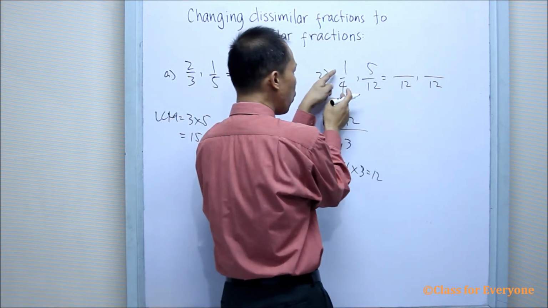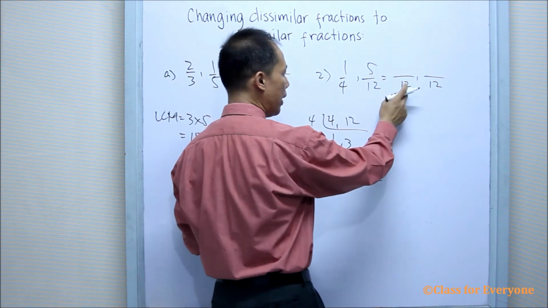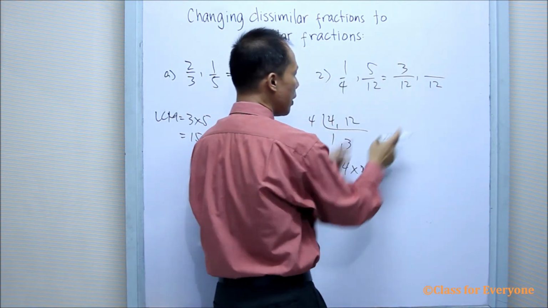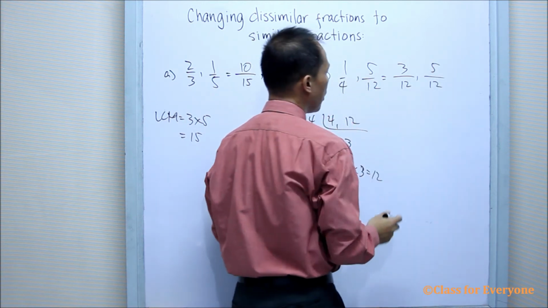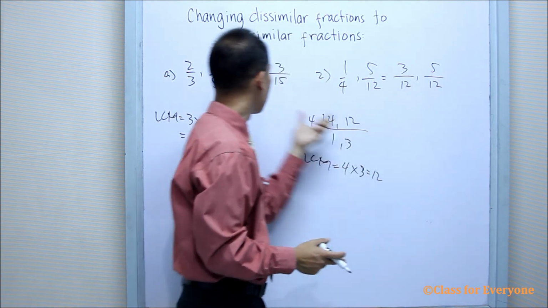Now, to change this 1/4 into an equivalent fraction wherein the denominator is 12, divide 12 by 4 equals 3, times 1 is 3. Since they have the same denominator, we'll just copy the numerator. So this is already the similar fractions.